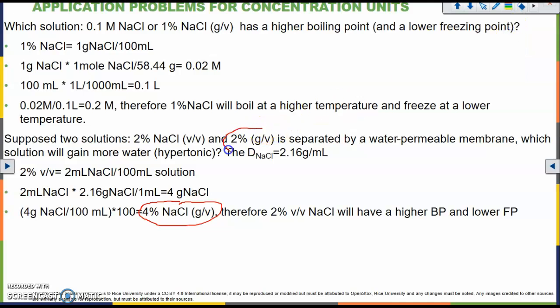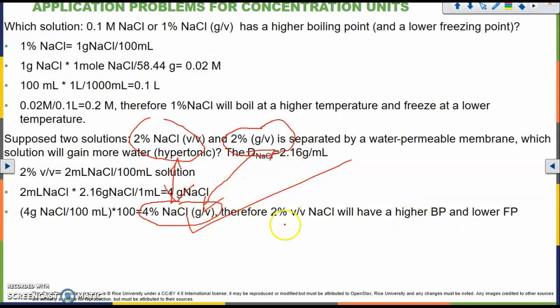This is 2% gram volume. Which one has more? This one. So therefore this will have a higher boiling point and lower freezing point, similar to the actual problem.